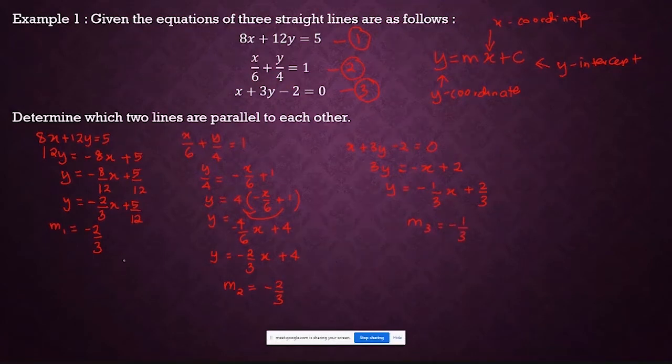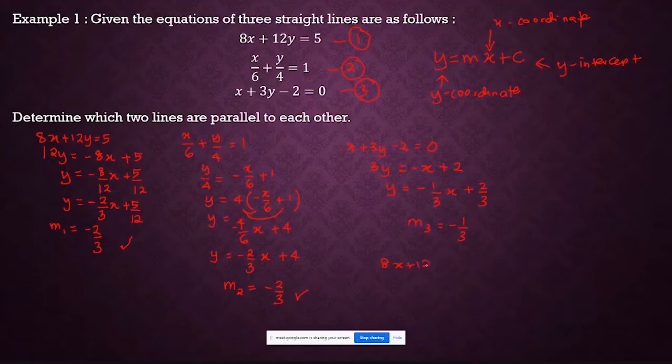So when you check the values of gradient, m1 is negative 2 over 3, m2 is negative 2 over 3, and our m3 is negative 1 over 3. Okay, now the relation between the two lines is parallel. So you must check the gradient if you have two lines with the same gradient. So this is the same value.